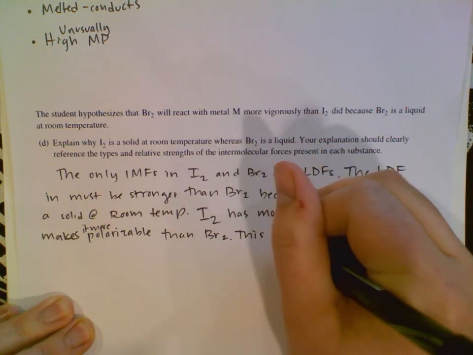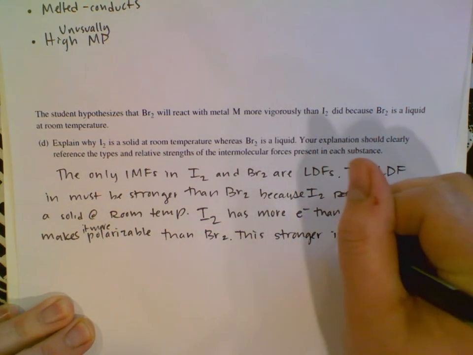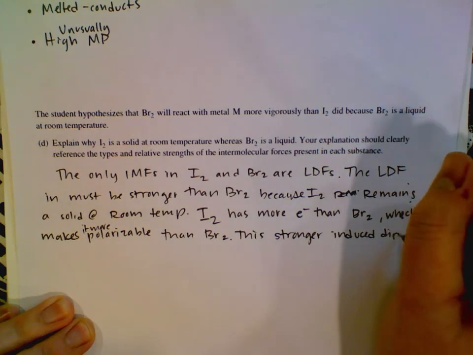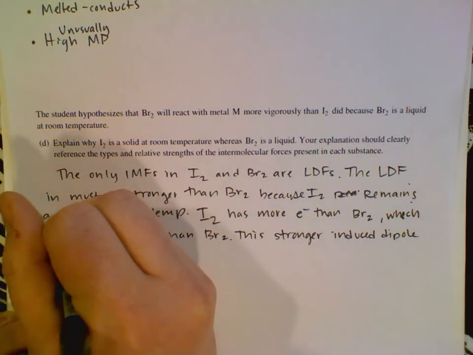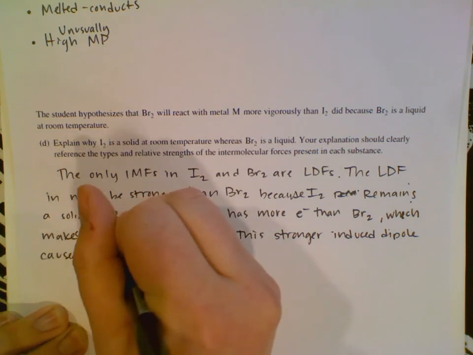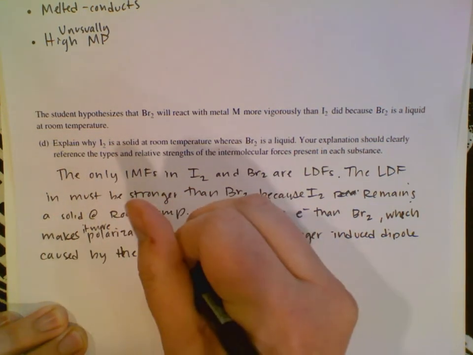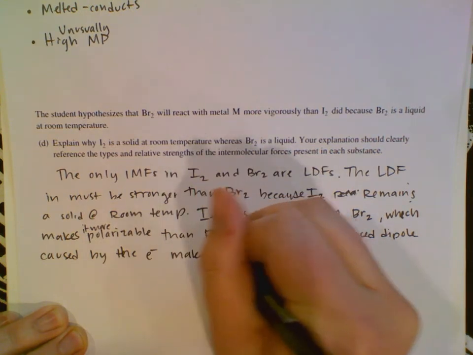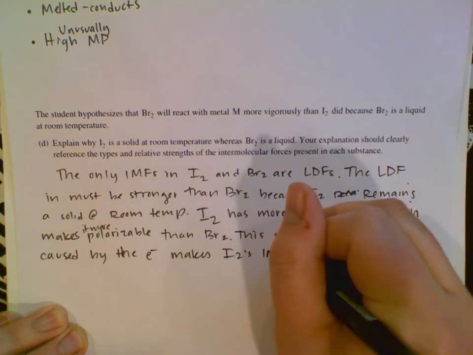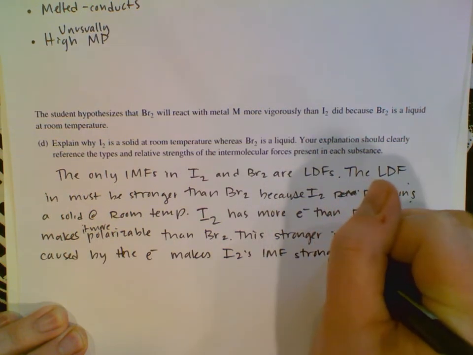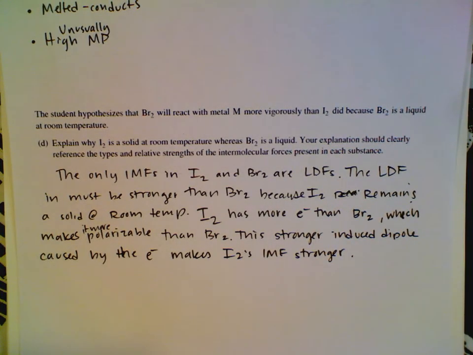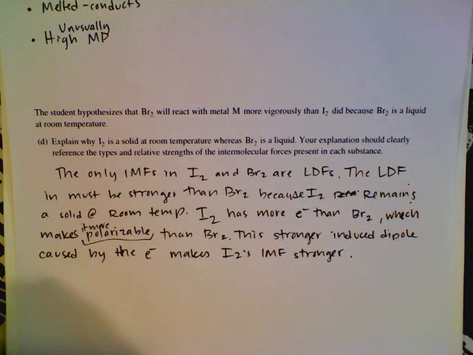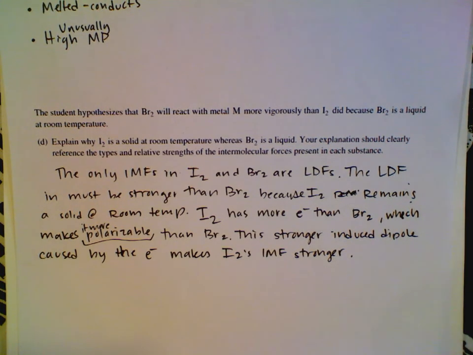This stronger induced dipole caused by the electrons makes I2's intermolecular forces stronger. So you've got to talk something about those. Really use the more polarizable term and then talk about how it ties back into the intermolecular force property that they're talking about. All right, hopefully that clears things up. If you have any questions, let me know.